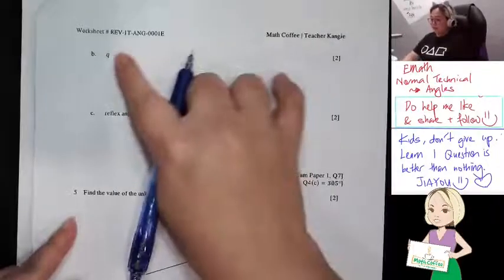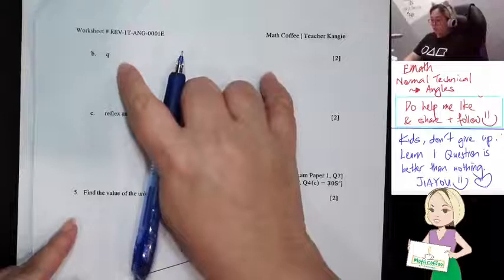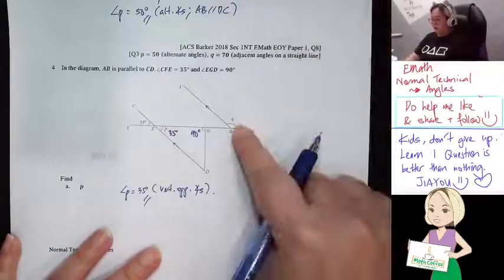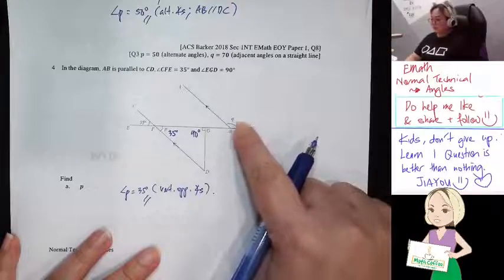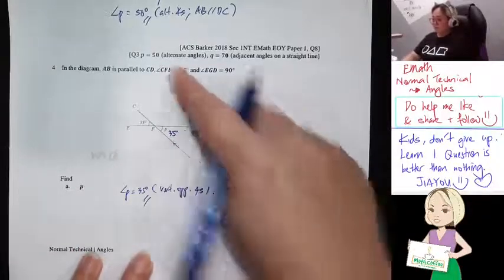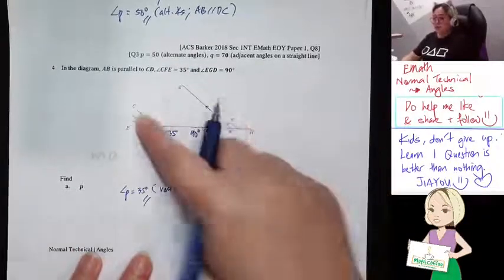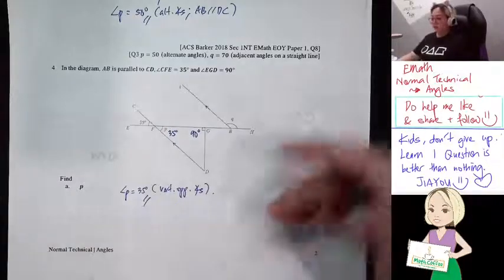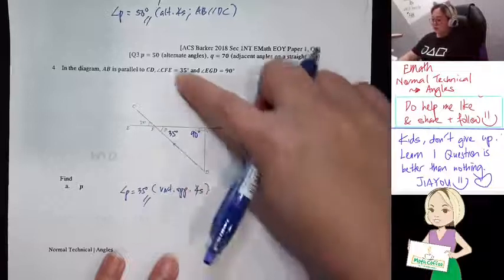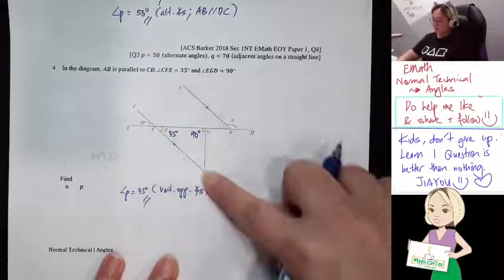So let's see what's next. Next, they ask us to find angle Q. So let's see where is angle Q. Q is here. So how do you do this question? Let's see. Parallel line Z. You see Z? Okay, so Z.